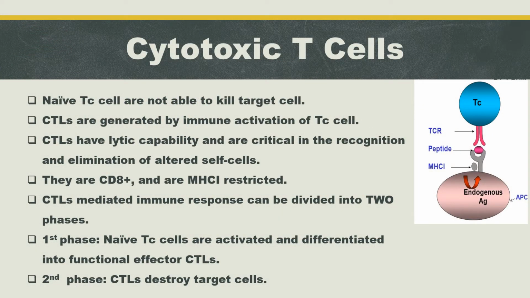Cytotoxic means toxic to cells. So cytotoxic T cells are toxic to cells. We already discussed the features of TC cells many times in our previous videos. TC cells are also known as CD8 plus cells. Why? Because on the surface of the TC cell, the CD8 plus co-receptor is present. That's why this TC cell is also known as a CD8 plus cell.